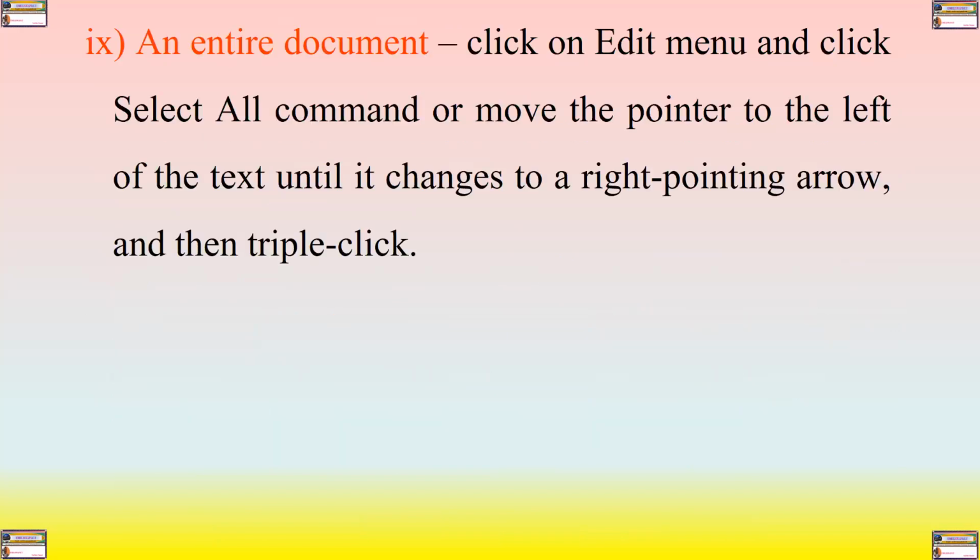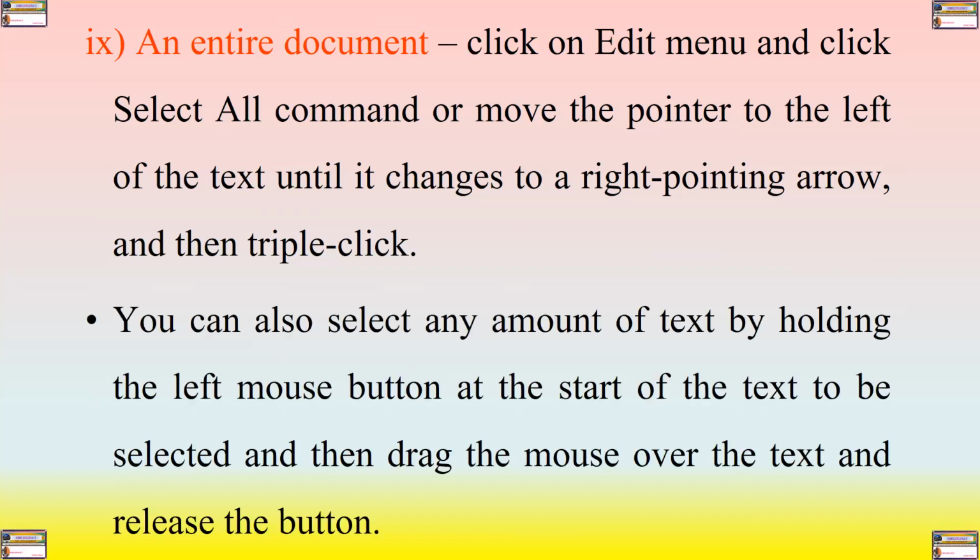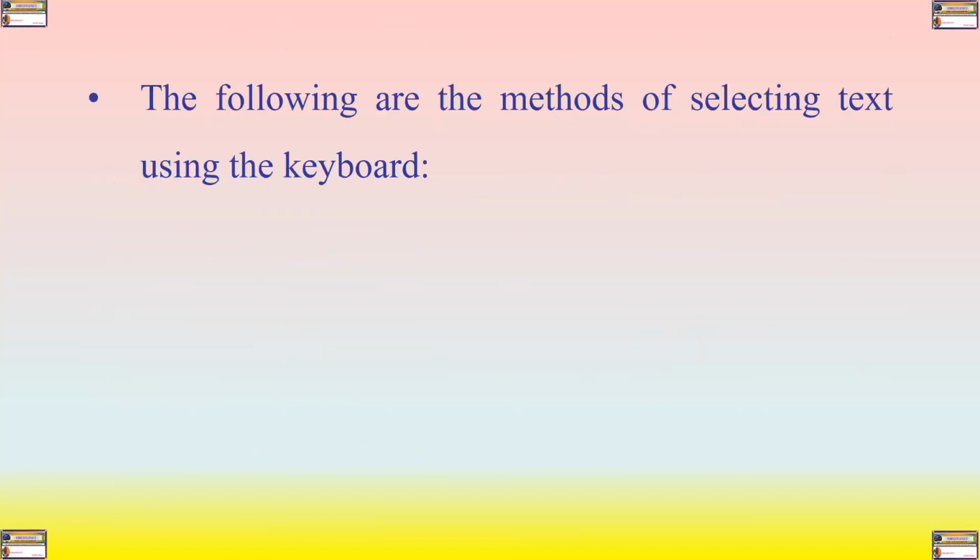If you want to select an entire document, click on the Edit menu and click the Select All command, or move the pointer to the left of the text until it changes to a right pointing arrow, and then triple-click. You can also select any amount of text by holding the left mouse button at the start of the text to be selected, and then drag the mouse over the text and release the button.